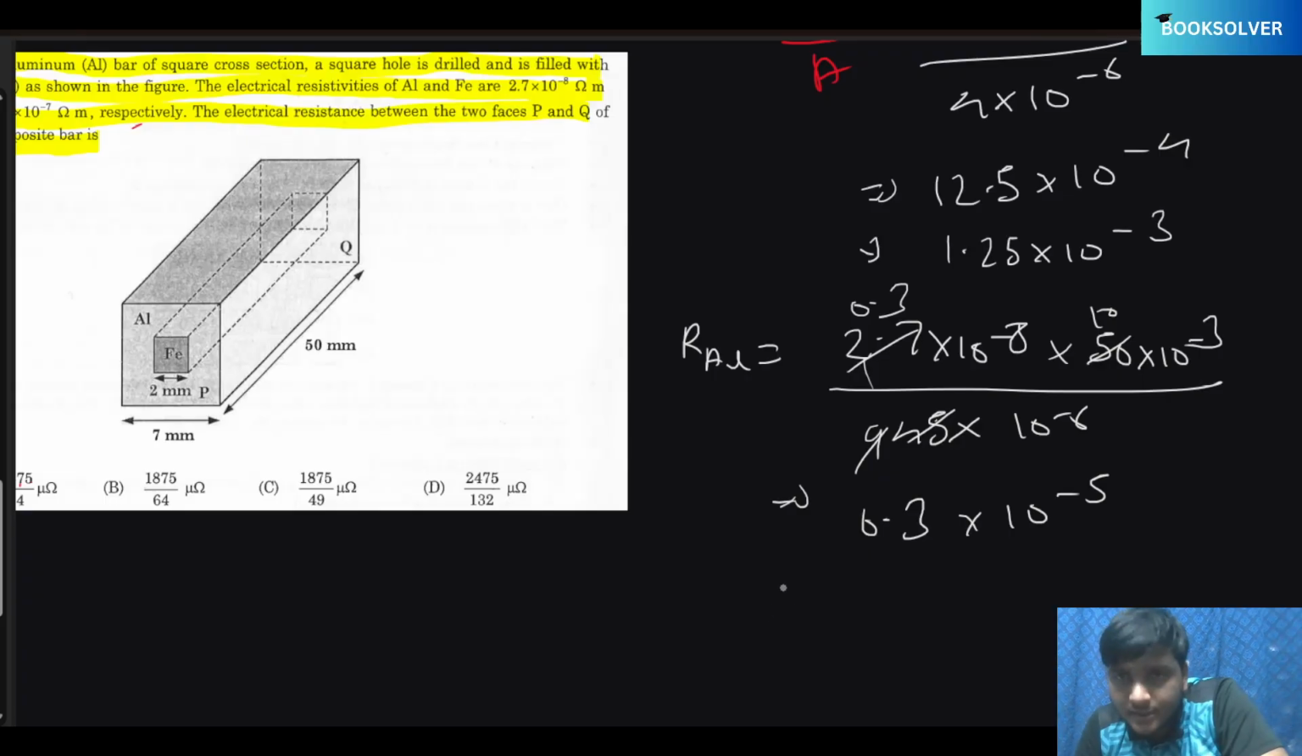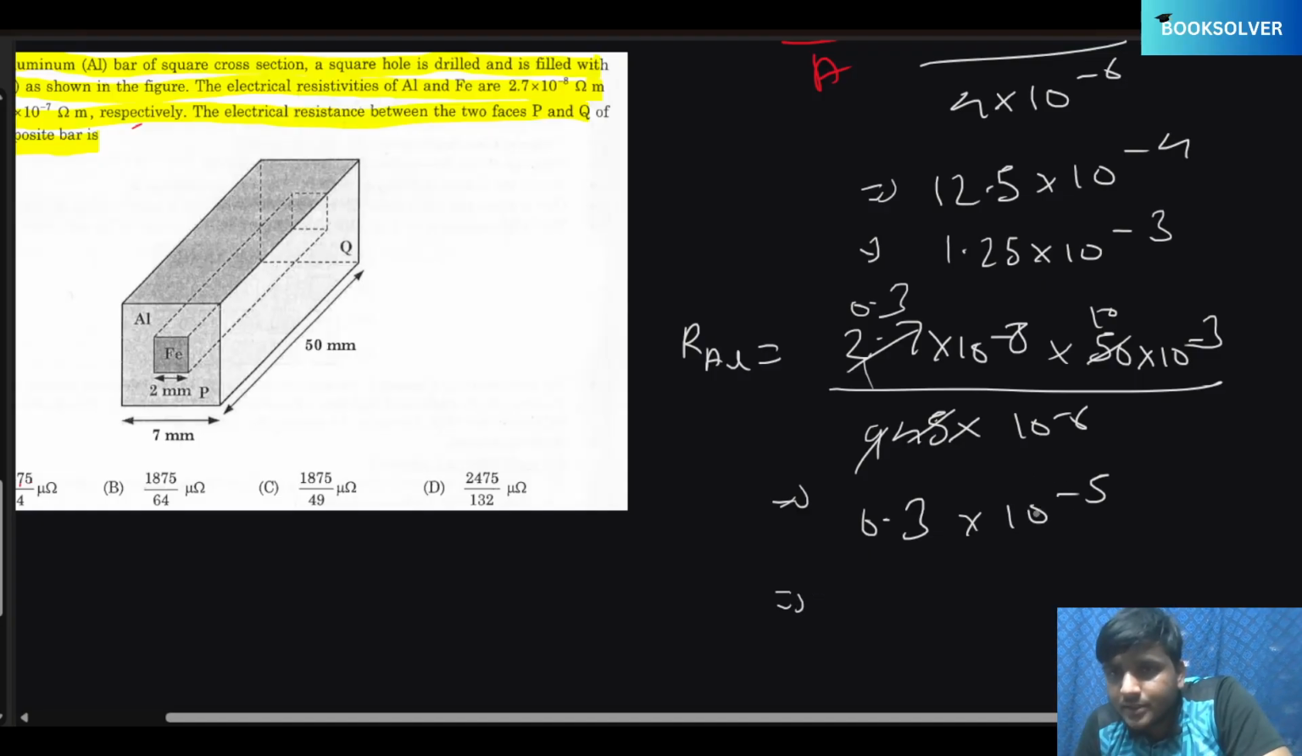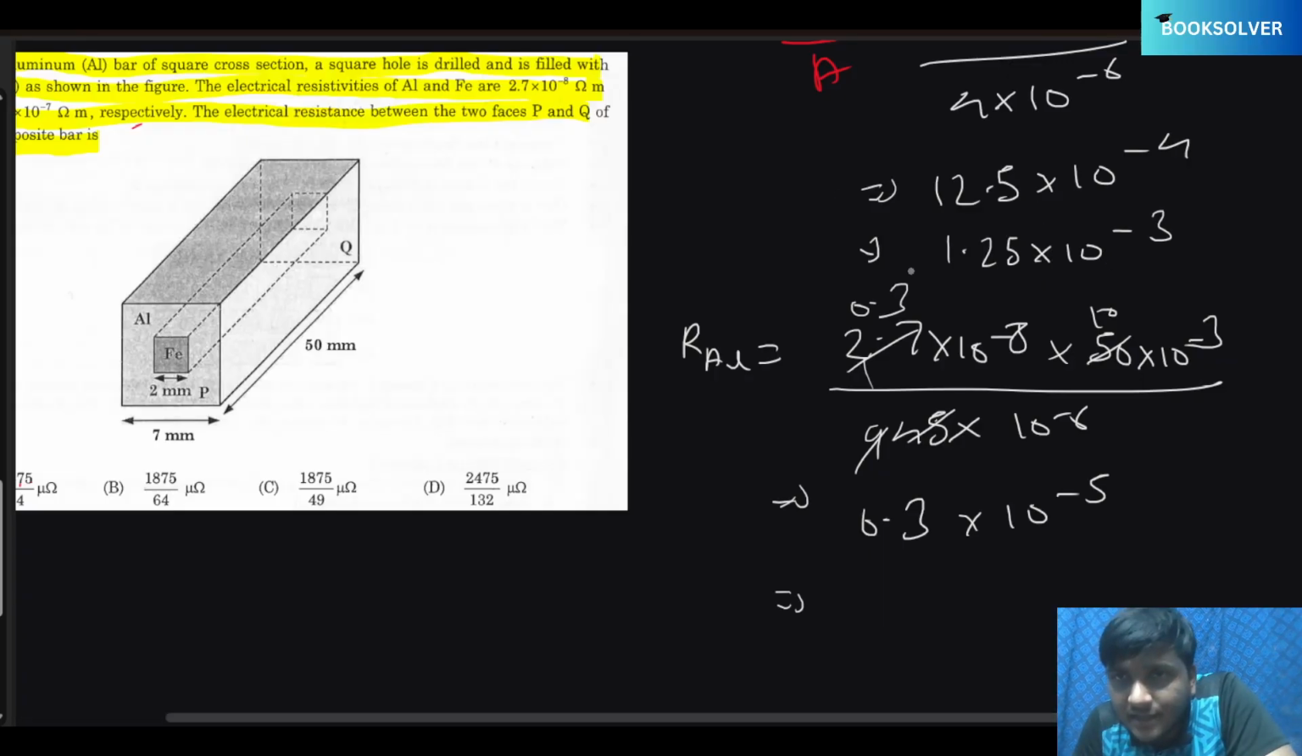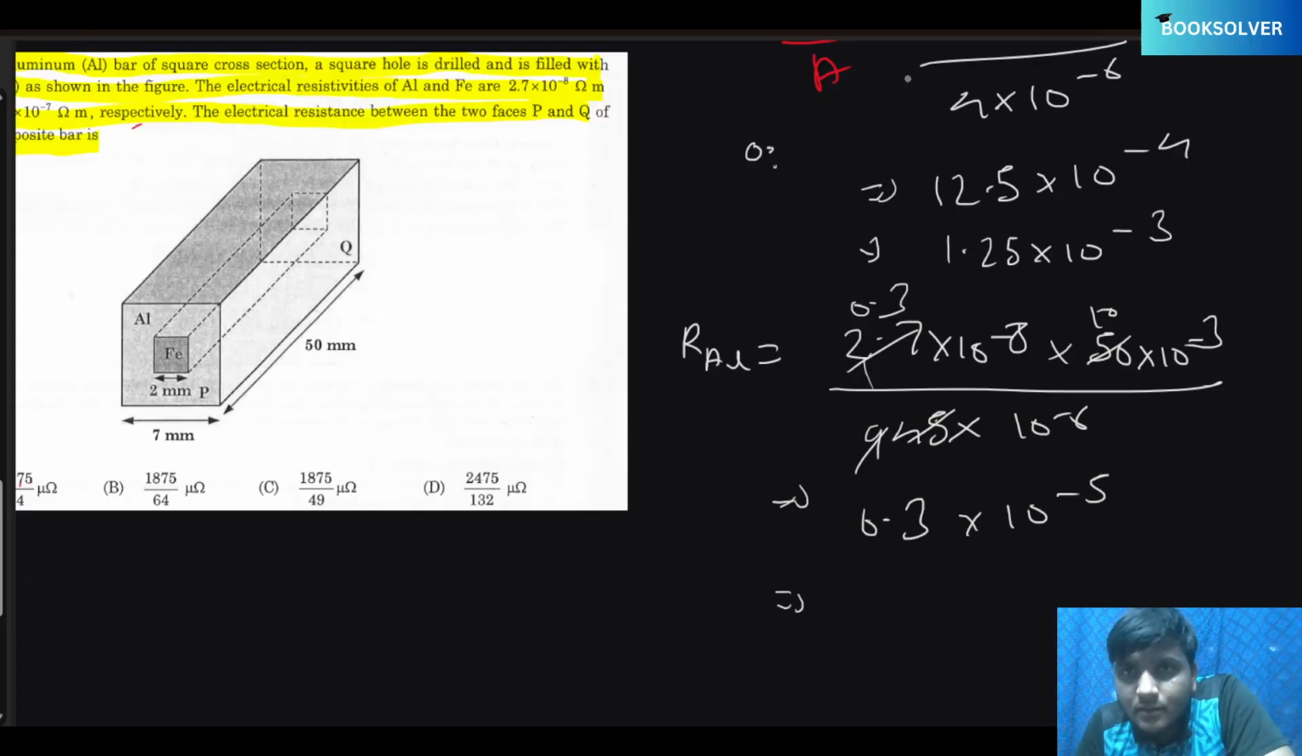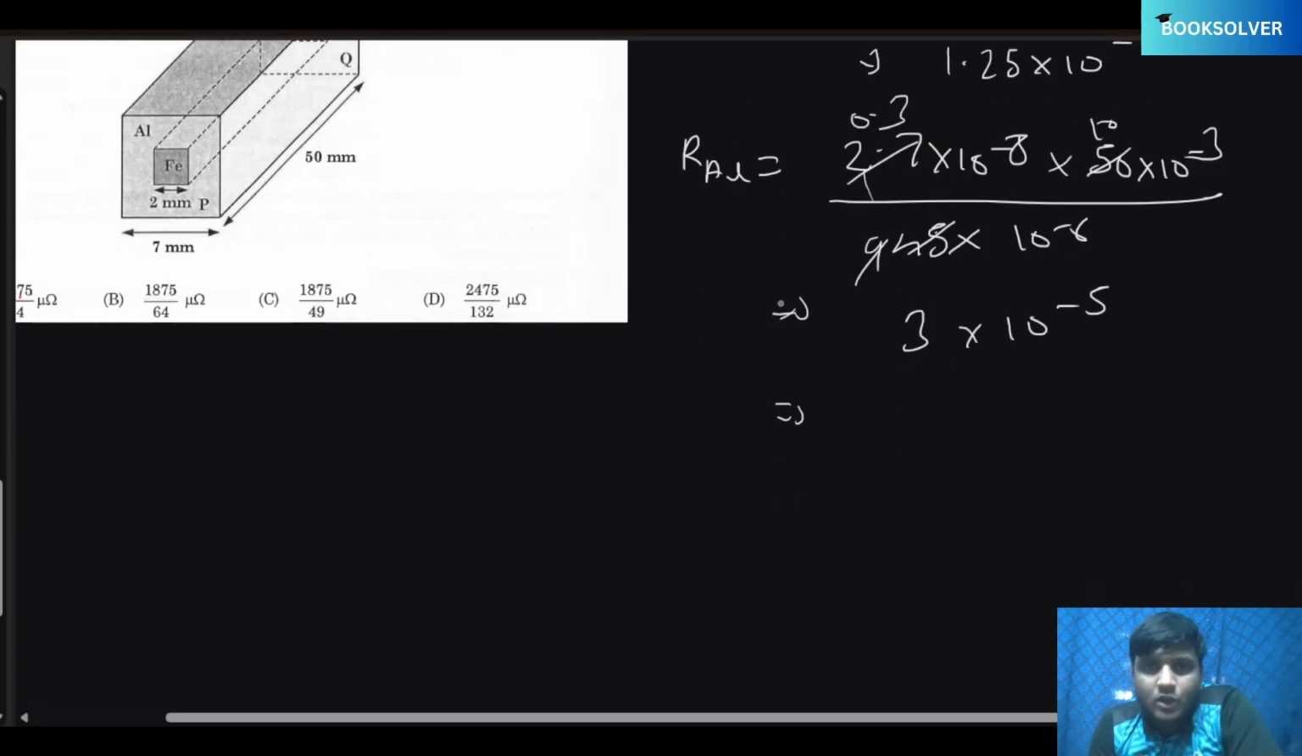To make it similar to this term, I think I should have made this one in this format. So it was 125 into 10 to the power minus 5, and this is 0.3 into 10 to the power minus 5. Let me check once. I think we missed a 10 here. So it will be not 0.3 but 3 times 10 to the power minus 5. And to make the units the same, we can consider it 125 into 10 to the power minus 5. Now, taking 10 to the power minus 5 as common, we have to calculate for the parallel.